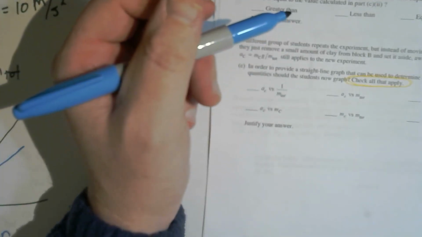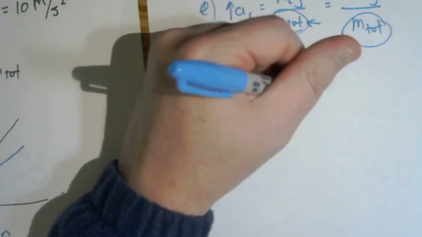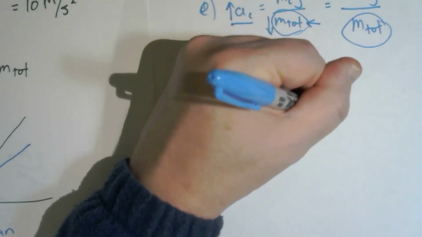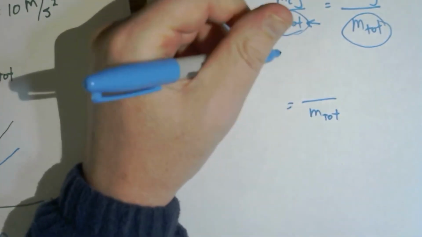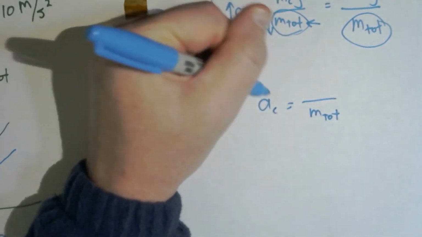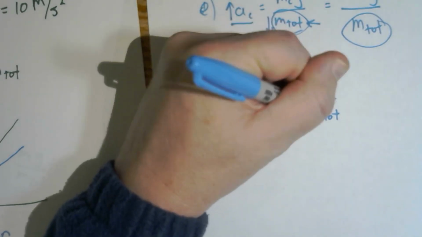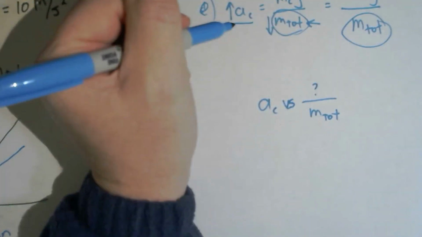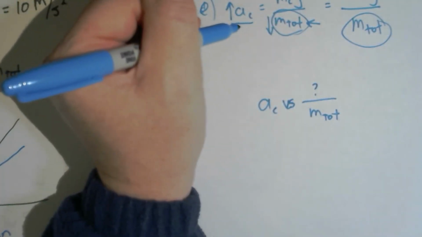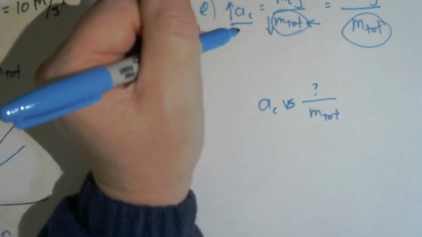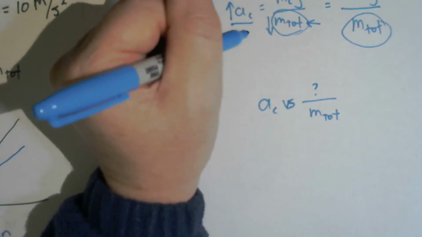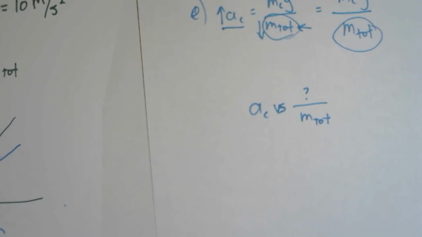Okay. So as long as I have my mass total term in the bottom on the right hand side of the equation and AC on the left hand side, in other words AC versus something with mass total down here, I think I'll be good. And so there's actually two of them that work. In other words, you got to have the total mass being the independent variable. It's got to be on the bottom. Okay, so that's the solution for the second question.